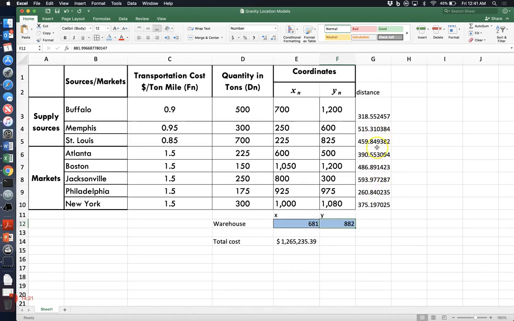So those things have not been considered, but this is again an approximate model which you can use to figure out where the center of gravity of your flow model is. And in this case, it turns out to be x coordinate 681 and y coordinate 882. And that's where you have it.